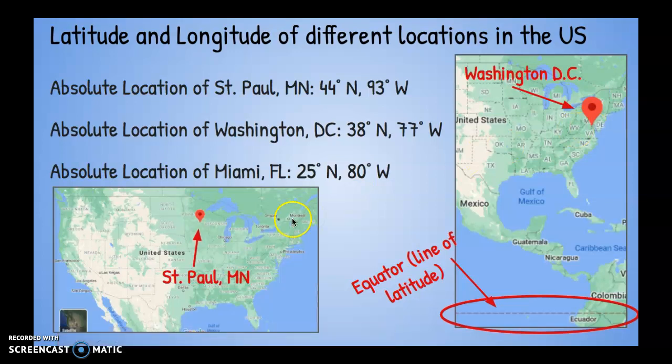When you're looking at these latitudes and longitudes of all of these US locations, you're going to see all of them are north, none of them are south, because our entire country is north of the equator.